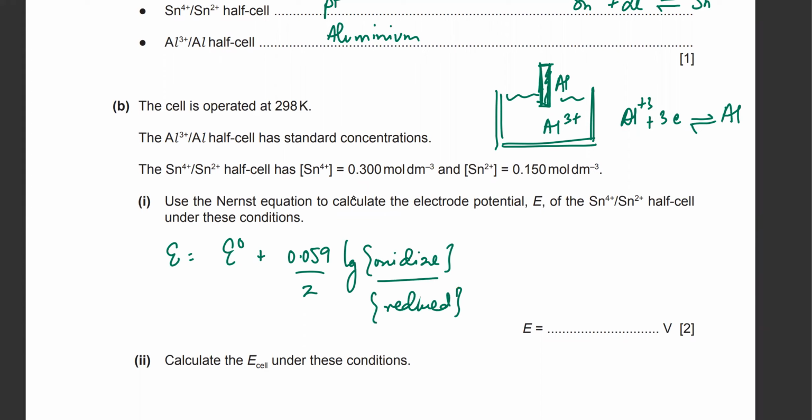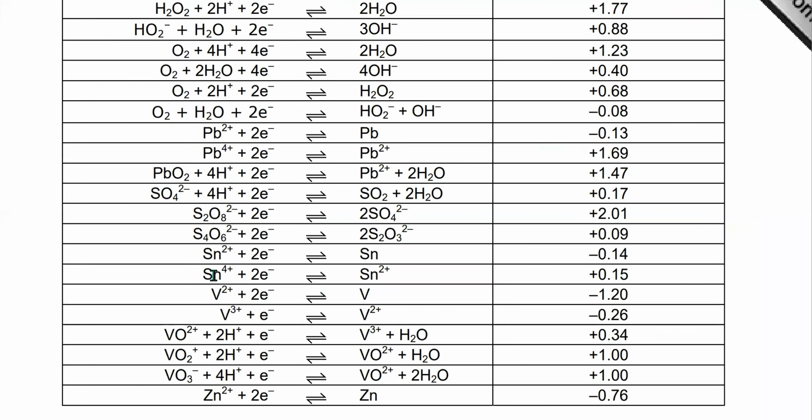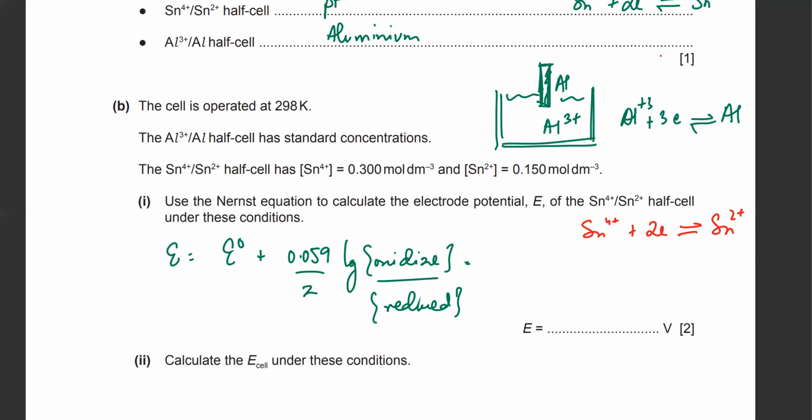So first, we're talking about the tin reaction. In the tin reaction, it's tin 4+ plus 2 electrons in equilibrium with tin 2+. So we need to find what the E naught is. I'm going to open the data booklet and look for the E naught of this reaction. It's somewhere over here in S. Tin 4+ with tin 2+, and that's 0.15. So we have E naught, which is 0.15.